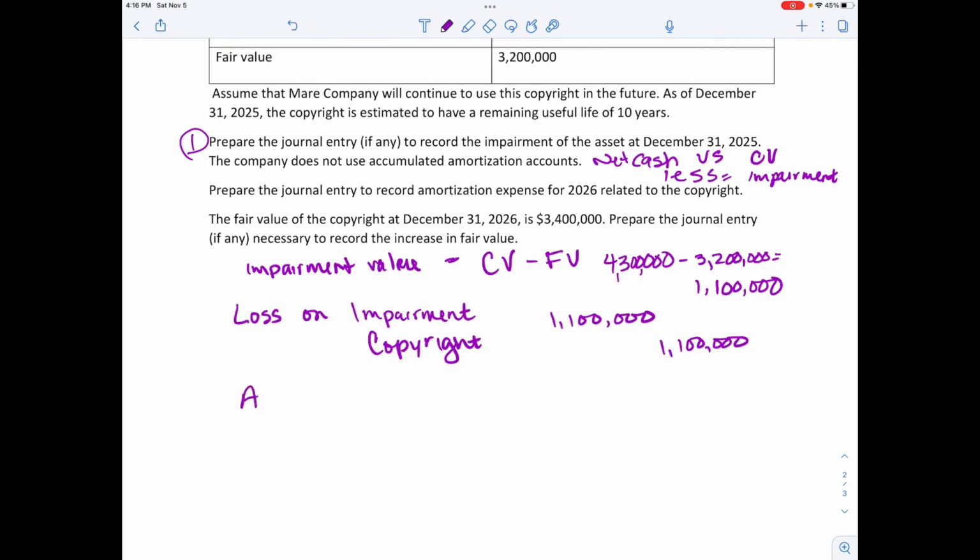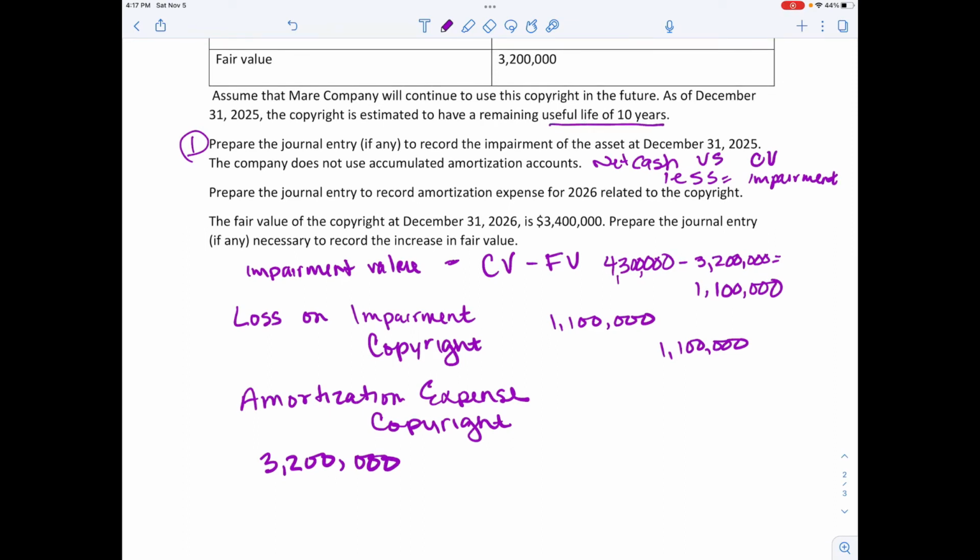So when I amortize, again, I'm going to just record that amortization expense as a debit. I'm going to credit my copyright. And I'm going to amortize based on that $3.2 million. The useful life is 10 years. So I divide by 10, and it's 320,000.